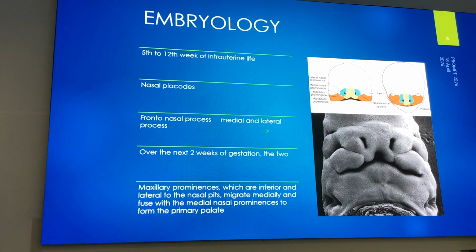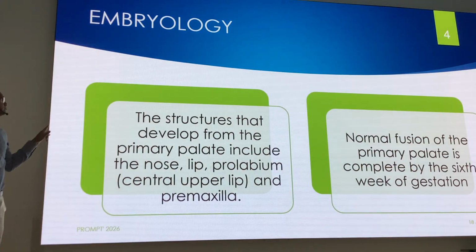The first week of gestation is where the palate is formed. And there are all these nasal placodes, the frontonasal process. I think you have to sit with the books, Ferber is better, or any good embryology book. You'll see the processes forming. What is important is the maxillary prominences, which are inferior and lateral to the nasal pit. They migrate medially and fuse with the medial nasal prominence to form the primary palate. That's the most important thing. So the maxillary prominences migrate medially and fuse with the medial nasal process to form the primary palate. That is the first one.